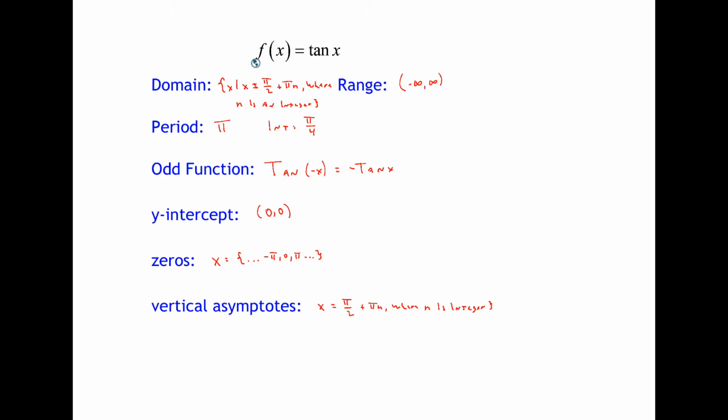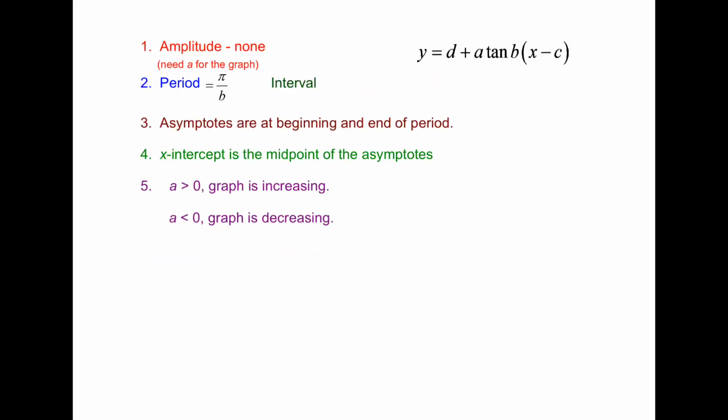So that represents the general idea of what the parent function looks like and some of the characteristics it has. Now, as we look to make sure that we know how to graph the tangent function, there is no amplitude, just like cosecant and secant. The graph goes on forever, but we still need to know what that a value is. We don't want to ignore the fact that even though there is no amplitude, we still need the a for the graph, because that's going to represent our vertical stretch or compression. The period, instead of being 2 pi divided by b, is now going to be pi divided by b, because the period of the original function is pi units.